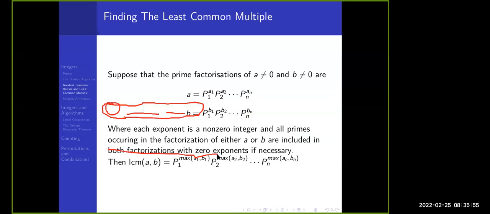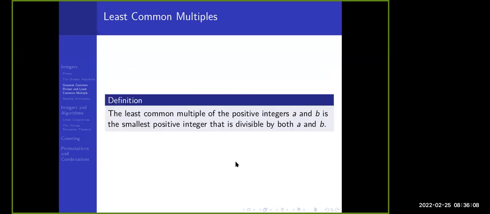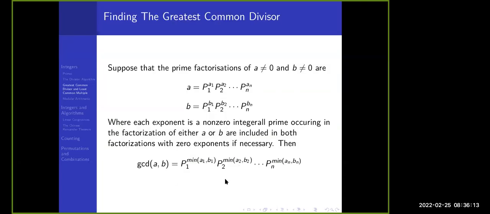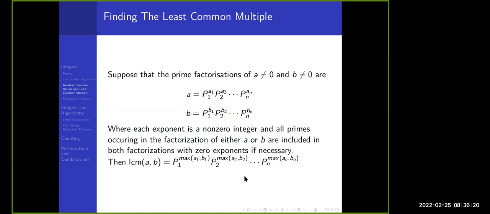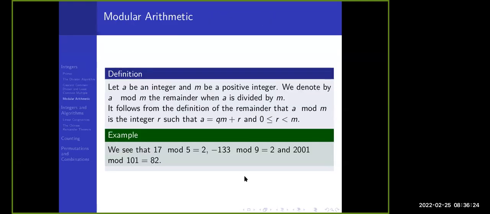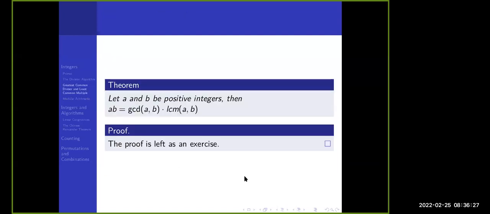For you to prove it, you need to use this configuration. This configuration is what will help you to prove it. If you play around with this, you'll be able to see why that is the case. So this definition, along with this definition of the greatest common divisor, if you use these two, you will be able to prove that the product of A and B is equal to the greatest common divisor of A and B times the least common multiple. The proof here will be left as an exercise.